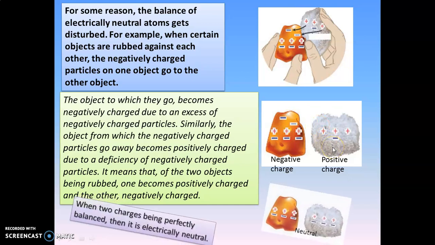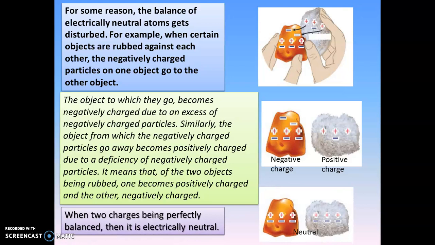And suppose if it has equal number of charges, then what will happen? It will be electrically neutral. See here, 1, 2, 3, 1, 2, 3. So equal number of positive and negative charges, therefore it is electrically neutral. Okay, so by rubbing I am transferring some negative charge to this particular atom. So it becomes negative, this becomes positive, and when this is balanced, it becomes neutral.